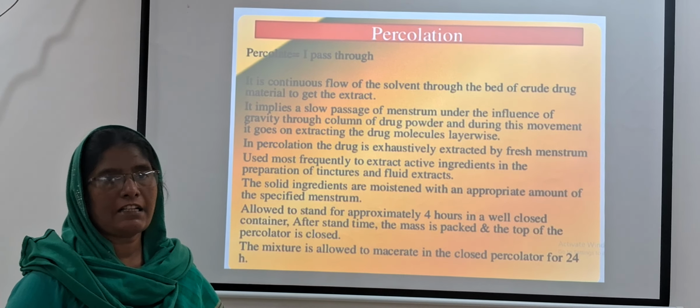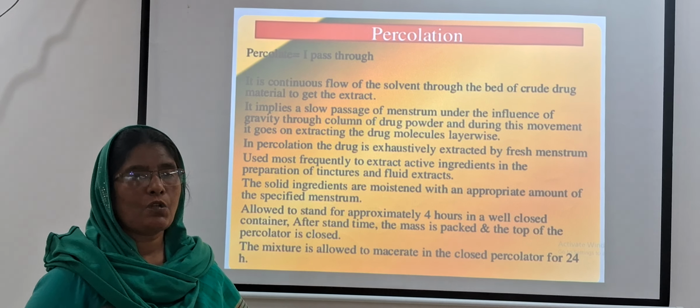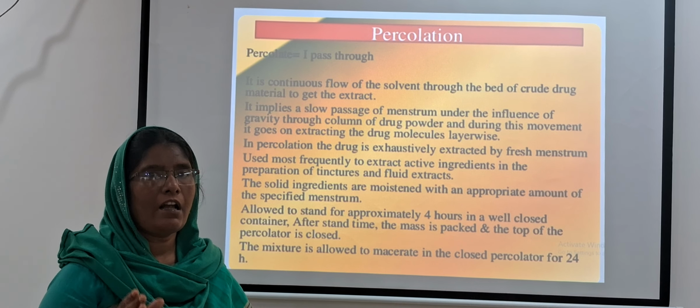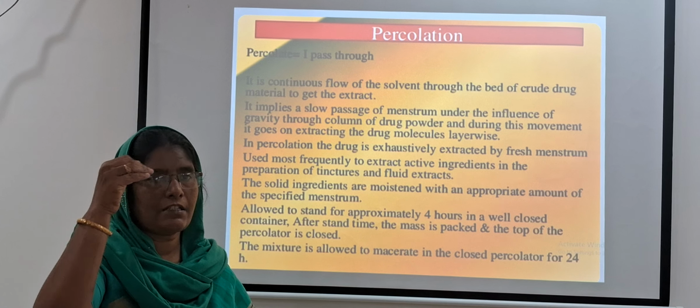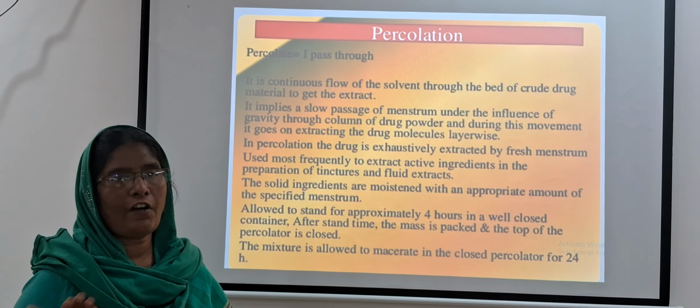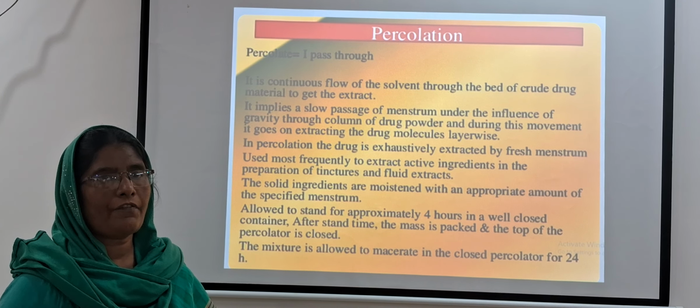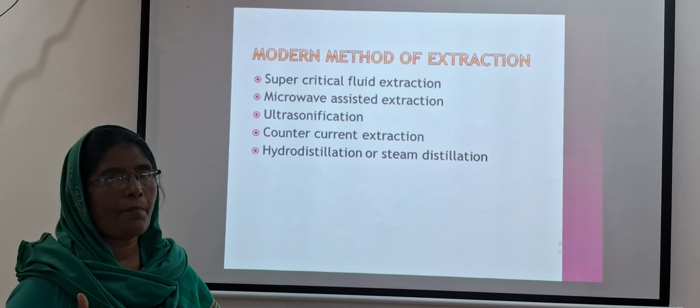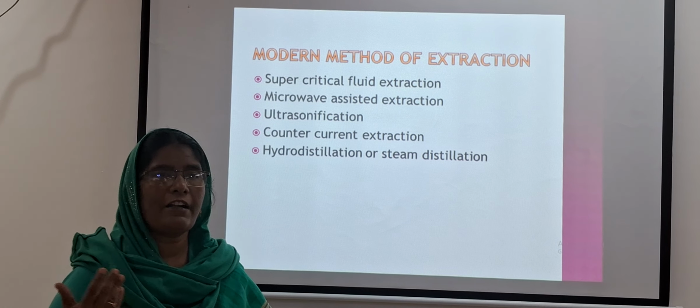For this method a percolator is used. The percolator is like a separating funnel. On it we put the crude drug, then we add the menstruum. It is allowed to stand for 24 hours, then it is strained, filtered and evaporated to dryness. This is the percolation method.